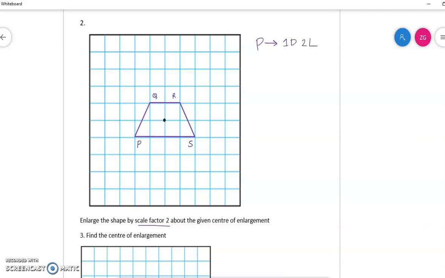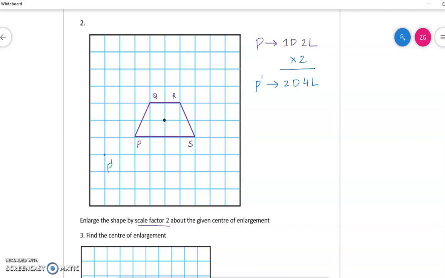So since the scale factor is 2, you multiply by 2. So the position of point P dash, the image, will be 2 down and 4 left. So from the center you come 2 steps down and 4 steps left. 1, 2, 3, 4. So this is the position of my point P dash. So I'll mark here point P dash.